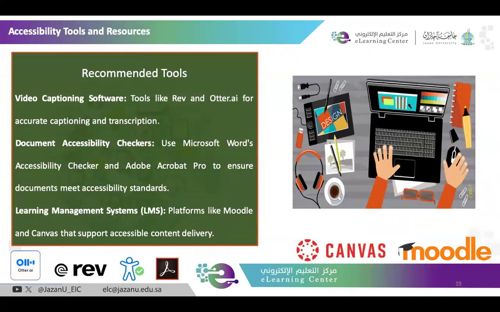So now it is time to discuss the tools and resources. Which tools and resources can help us implement all of the things we discussed already? Video captioning software: we have tools which can help us generate content that supports accessibility. If I'm talking about video captioning software, tools like Rev or Otter.ai for accurate captioning and transcription. Document accessibility checker: use Microsoft Word's accessibility checker and Adobe Acrobat Pro to ensure documents meet accessibility standards.